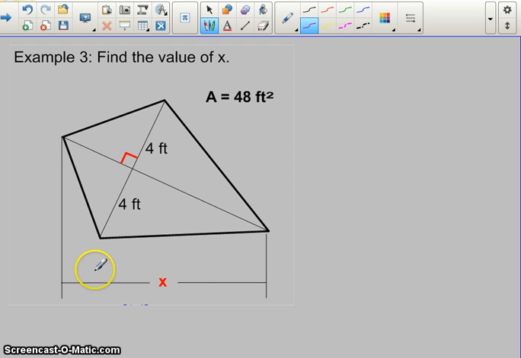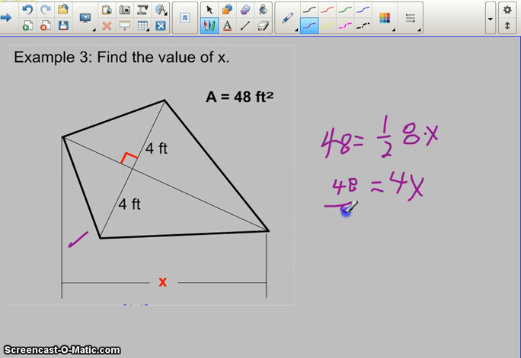Here's one of them. It looks like we're looking for the length of the other diagonal. So we got 48 for the area is equal to 1/2. The first diagonal looks to be 8 all the way across, and then the x is the label for the other diagonal. So half of 8 is 4, so we'd have 4x is equal to 48. So when I divide by the 4, it looks like we'll get 12 is equal to x, and that would be feet.